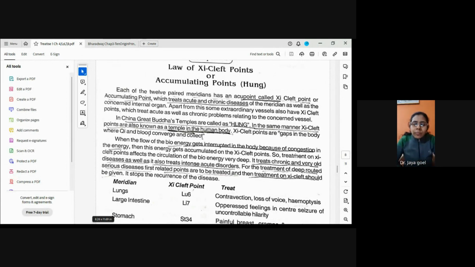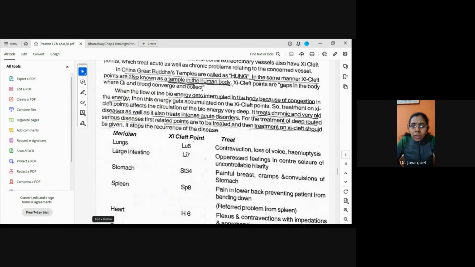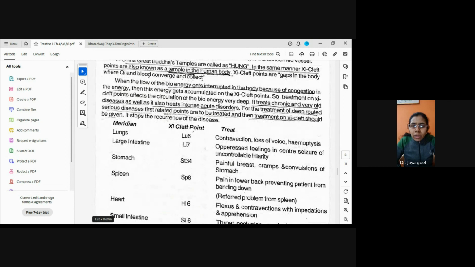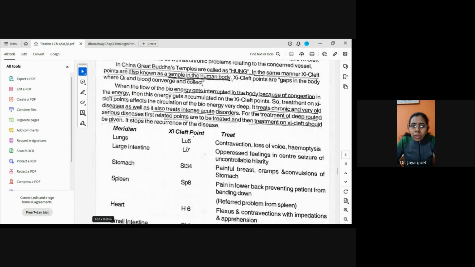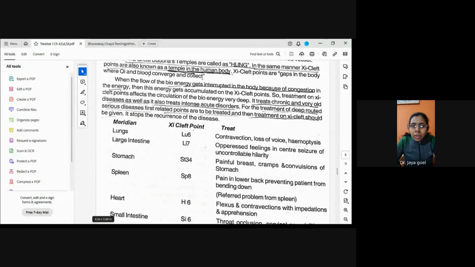There is a storage of energy, bioenergy, over these points, and these points are called the temple of our human body. Cleft points are the gap in the body, because of congestion or some other reason, and then we get the energy from the cleft point.